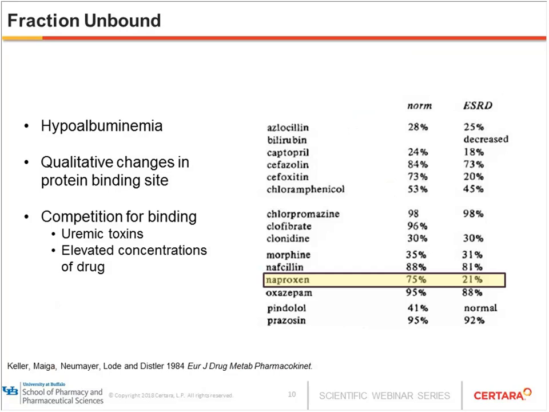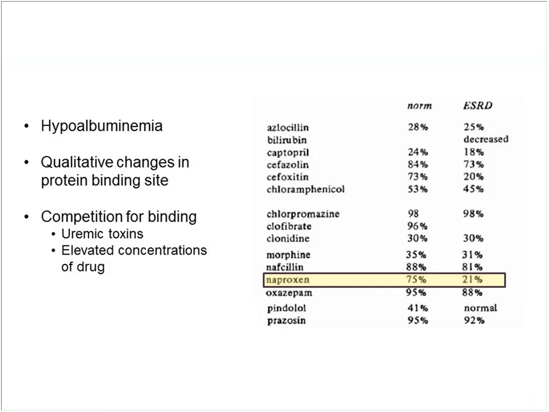And this table here is from the 1984 publication that looked at protein binding of different compounds in a normal population and in an end-stage renal disease population. And I've highlighted naproxen because it has a high change of protein binding in the two populations. So for normal patients, there's about a 75% protein binding of naproxen, but in end-stage renal disease, the compound is only 21% protein bound. So this is a huge increase in fraction unbound that could have a profound impact on the pharmacokinetics of this compound.